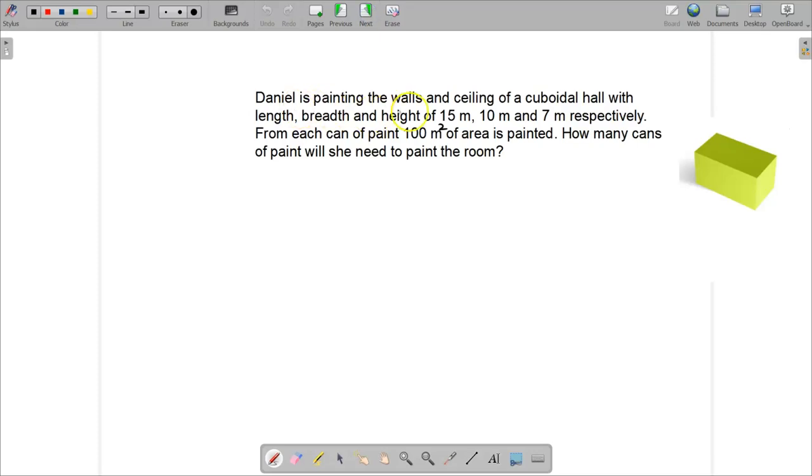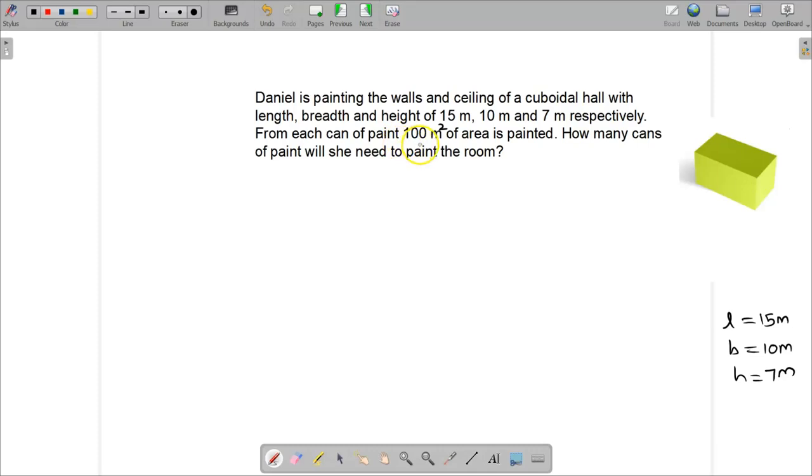The question is, Daniel is painting the walls and ceiling of a cuboidal hall with length, breadth, height of 15 meter, 10 meter, 7 meter respectively. Respectively they have given, meaning that these measurements are in sequence. That is, length is 15 meter, breadth is 10 meter, and then height is 7 meter.